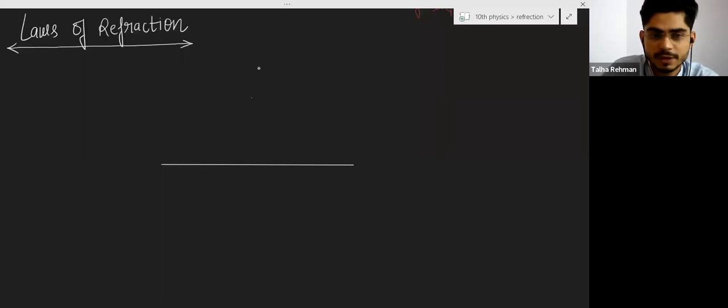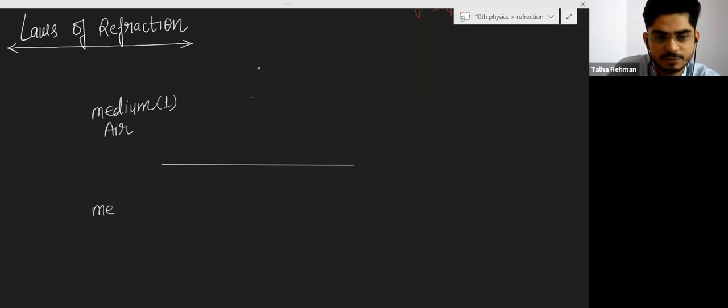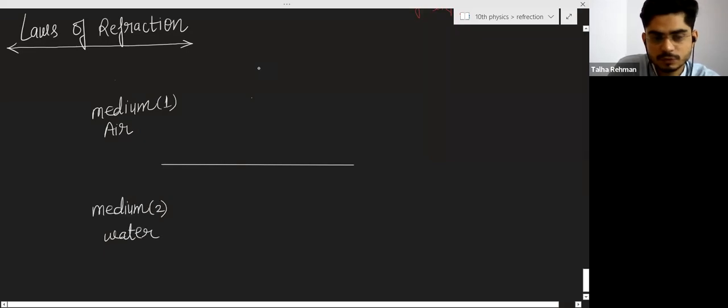So here is some medium. Here is medium one. Suppose this medium one is air, and here is medium two. Suppose this is water. So what is happening?